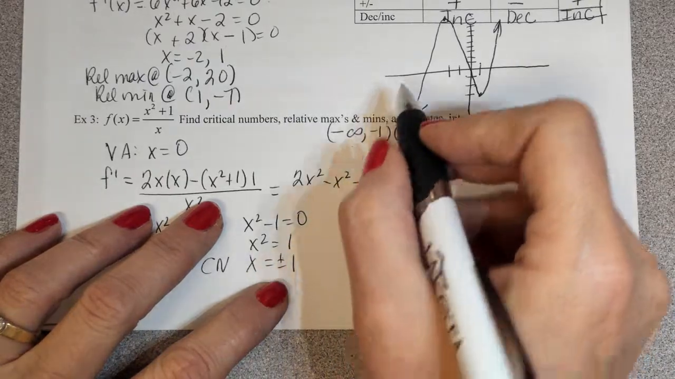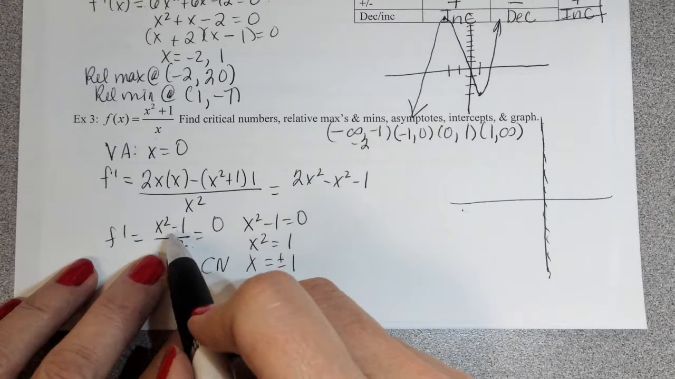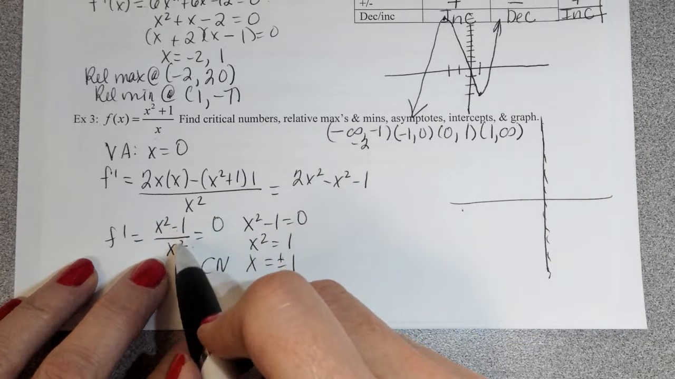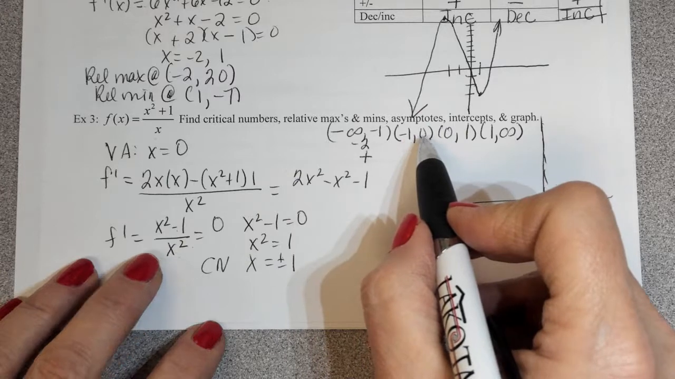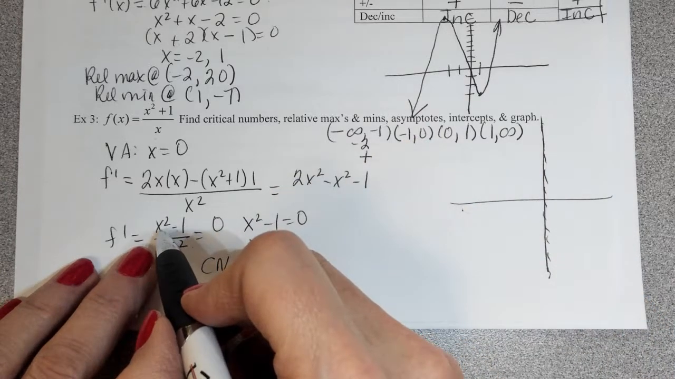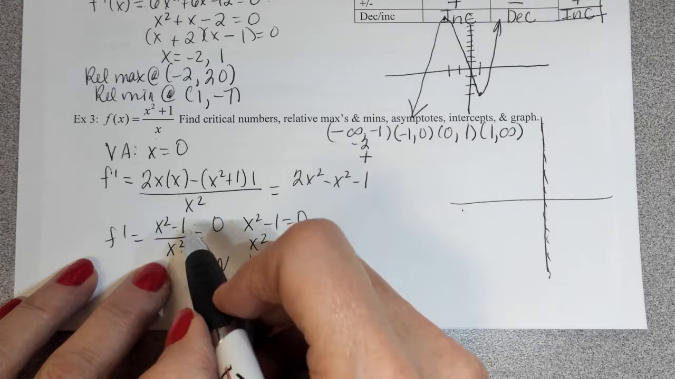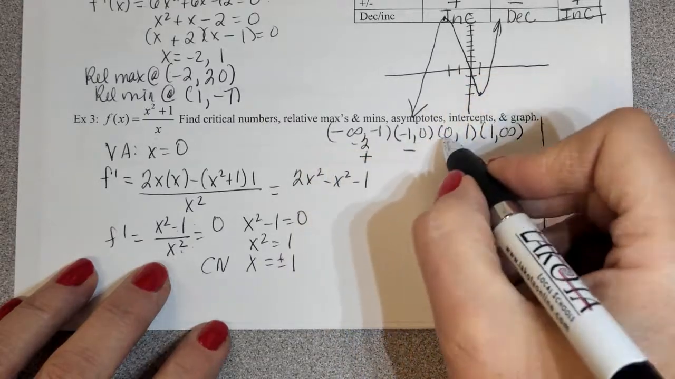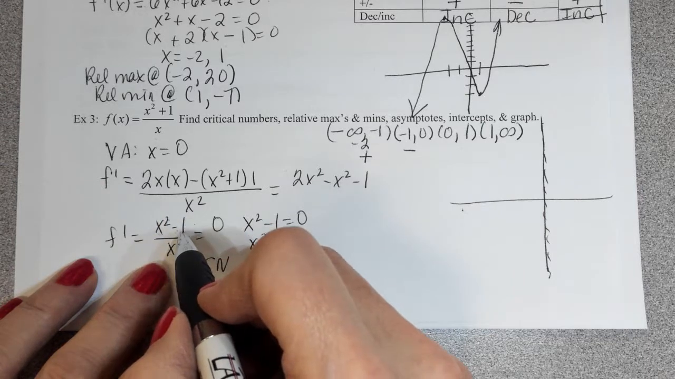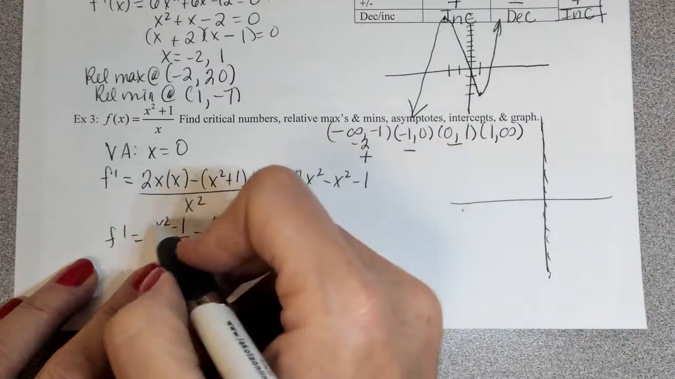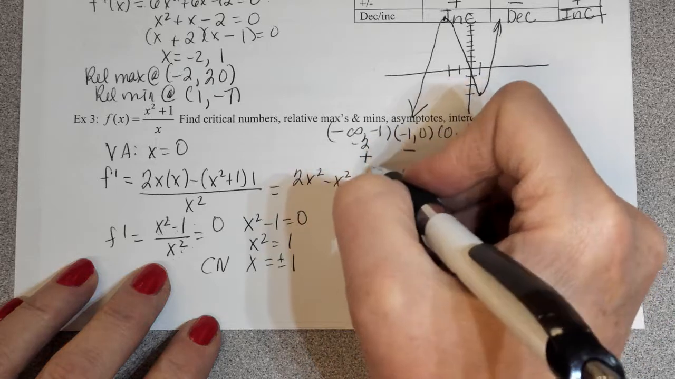I test some number in this interval, negative 2, plugging that into my derivative. Negative 2 squared is 4, minus 1 is 3. So that's going to be a positive over a positive. That's a positive. I'm going to plug in negative 1/2. Negative 1/2 squared is 1/4. Minus 1 is negative. The bottom's always going to be positive because it's squared. So I'm going to have a negative over a positive. That's a negative. From 0 to 1, I plug in positive 1/2. 1/2 squared is 1/4. Minus 1 is negative. Plug in 2. 2 squared is 4 minus 1. That's positive.